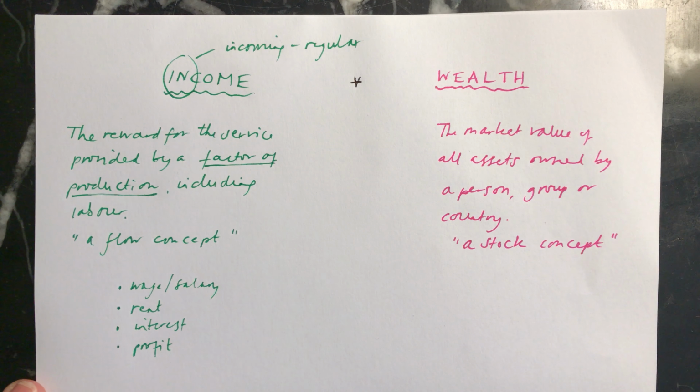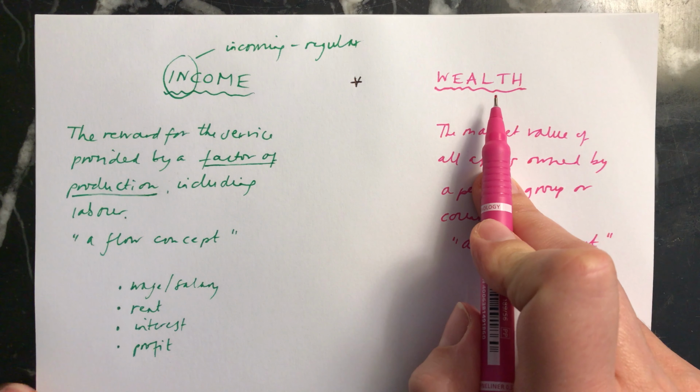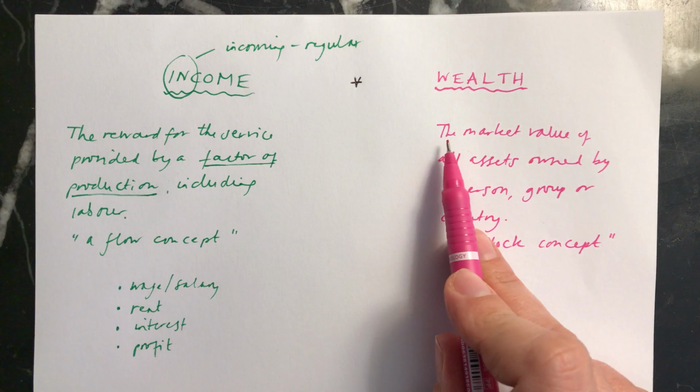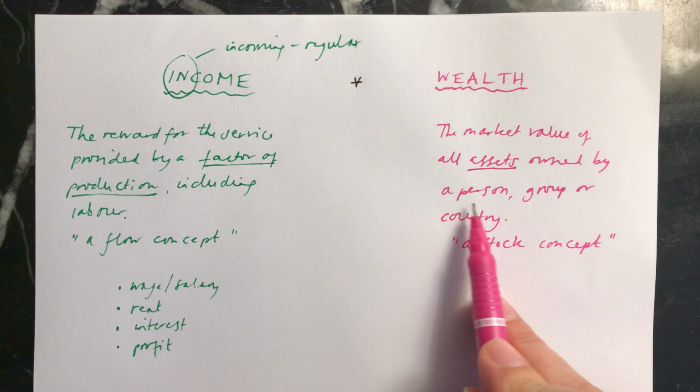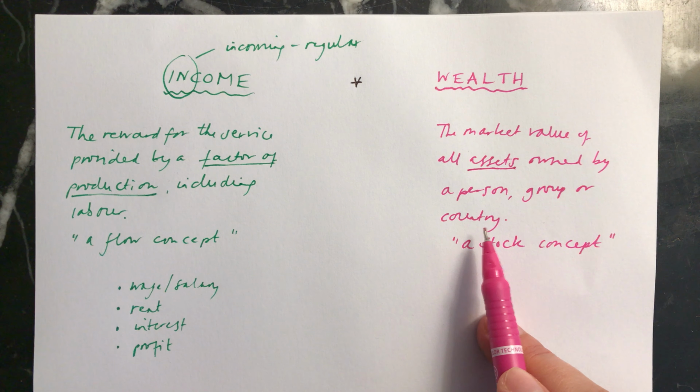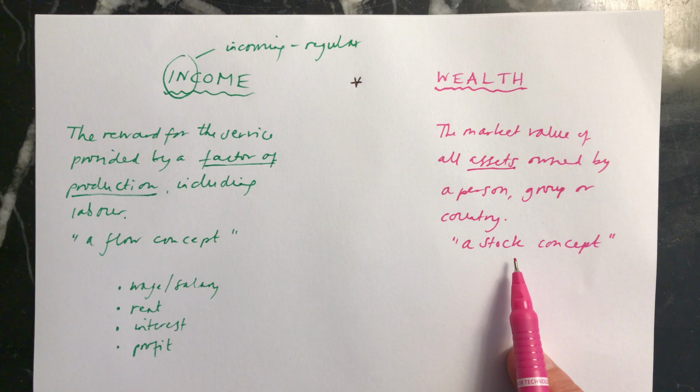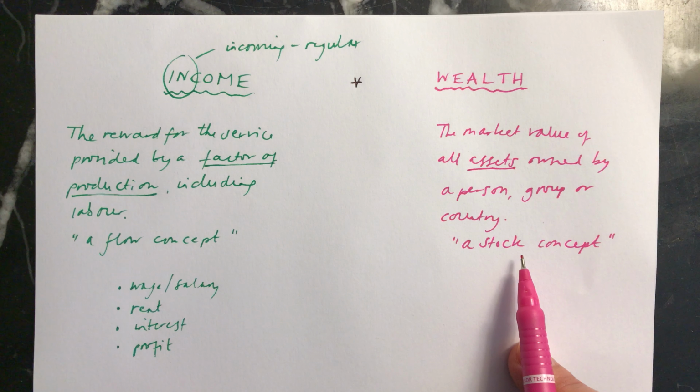This is a completely different thing to wealth. Wealth is defined as the market value of all assets owned by a person, group or country. And we say that this is a stock concept. If you have a stock of tins at home in your kitchen, that means tinned food, then you will have those as stock, so you can have them sitting there and you can use them if you need them for your meals. So perhaps if you can't go shopping regularly or something like that.